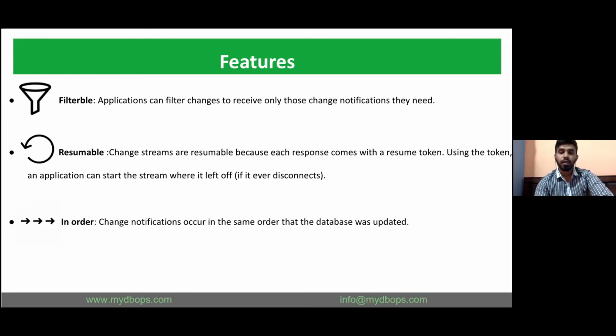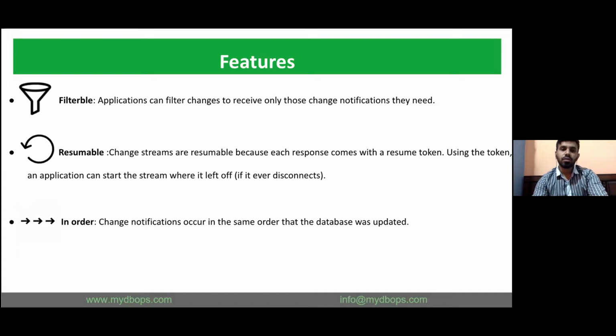And resumable. Change streams are resumable. That means every time you enable change stream for a collection, a database, or an entire deployment, it generates an event ID which is known as a resume token. That resume token can be used to restart your change stream from where you left it. So you can just resume.